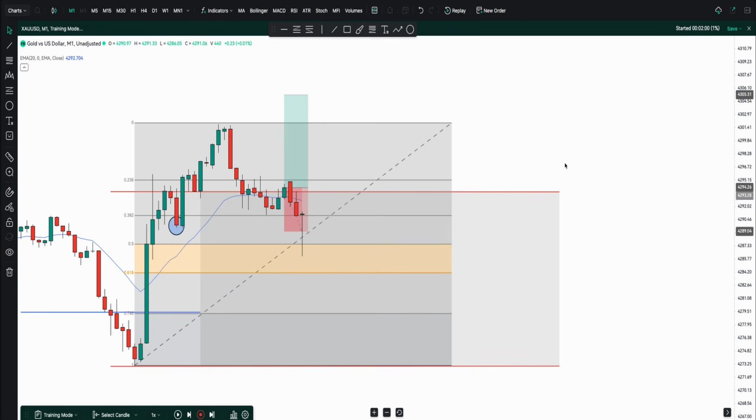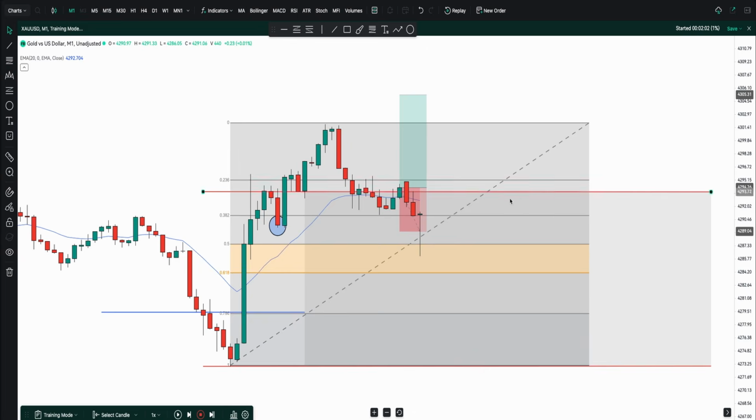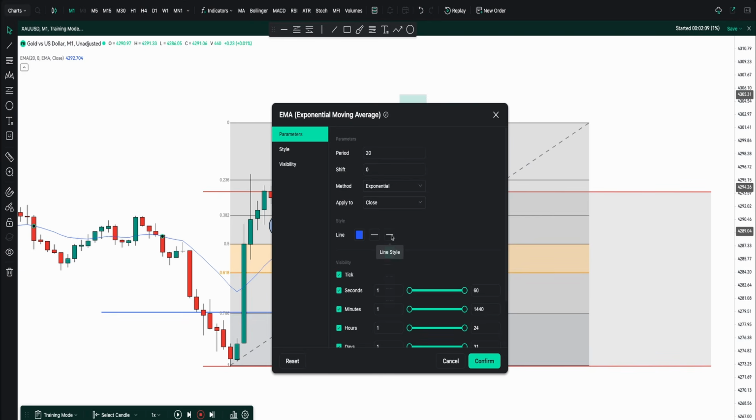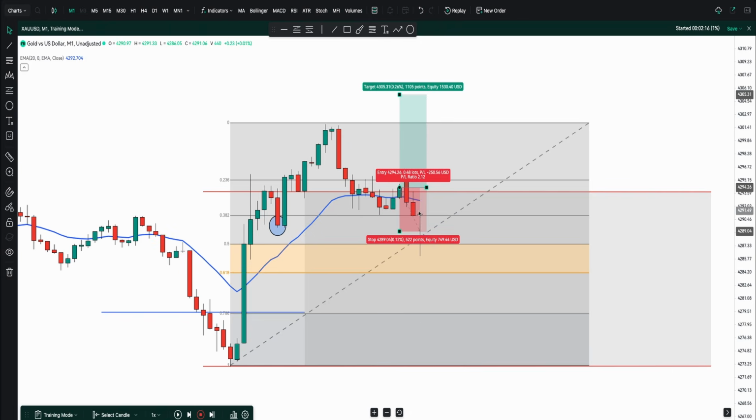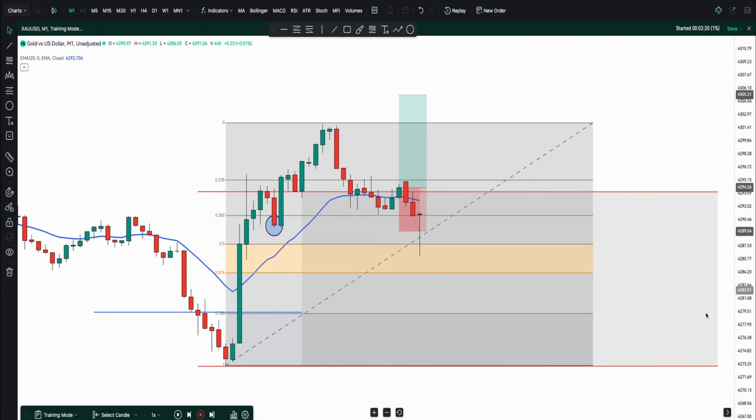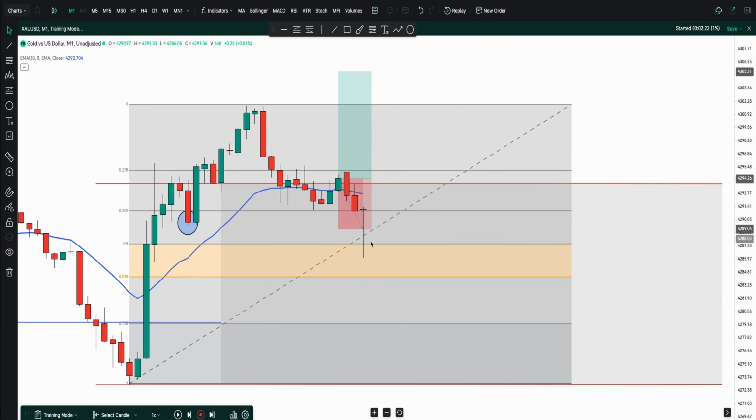So it pulls back, hits our stop loss, and it is still below the moving average. This moving average here, period 20. Let me make it a bit thicker so that you guys can see that line properly, right? So that blue line, you can see the price has come back below it, hit our stop loss, and then you see where it has come to. It came exactly to the golden zone for Fibonacci.